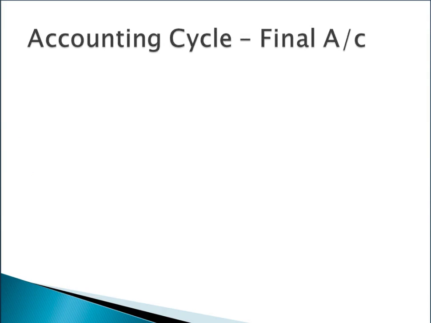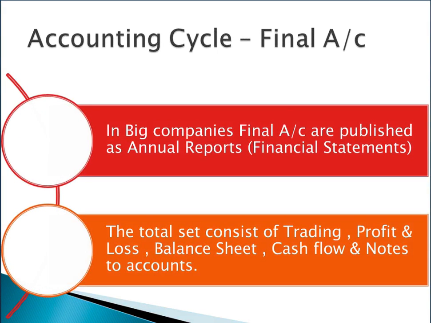Now accounting cycle, a little more is there. In big companies, final accounts are published as annual reports. The name is annual report. Annual report of Tata Steel, annual report of ITC Limited, like that. The complete set consists of trading account, P&L, balance sheet, cash flow, and notes to accounts. What is this cash flow?